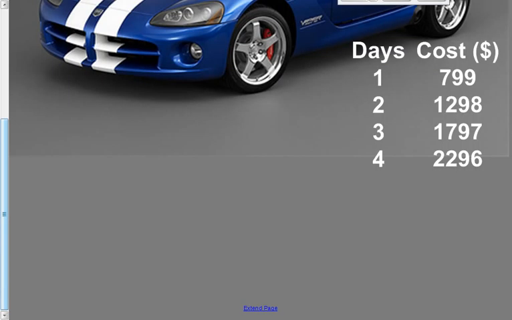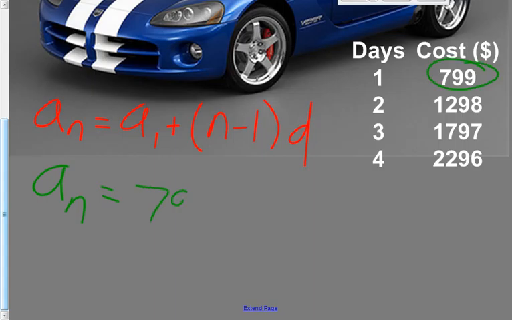Okay, so our formula is going to be this: a sub n equals a sub 1 plus n minus 1 times the common difference d. This is our explicit formula. I don't know how many days the vacation is yet, so let's just call it n days. A sub n equals the value of the car for the first day. It costs $799 to rent that Viper for 1 day. Whoo! Little steep. $799 plus n minus 1. We don't know how many days we're renting it for just yet.